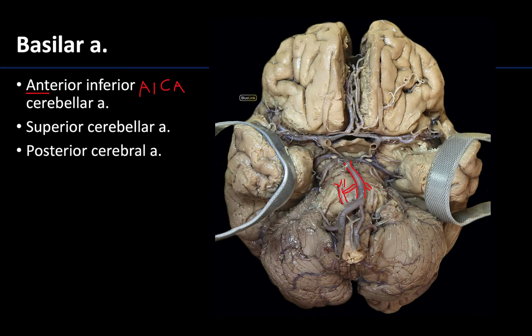Next, we have the superior cerebellar artery, which you can see nicely on this side, and the posterior cerebral artery. So right here is going to be the superior cerebellar, and this will be the posterior cerebral. And these are going to be the two terminal branches. And before we move on from the basilar, I do want to point out a cranial nerve that I'm circling right there, which is cranial nerve 3, or the oculomotor, that is located between the superior cerebellar and the posterior cerebral artery.